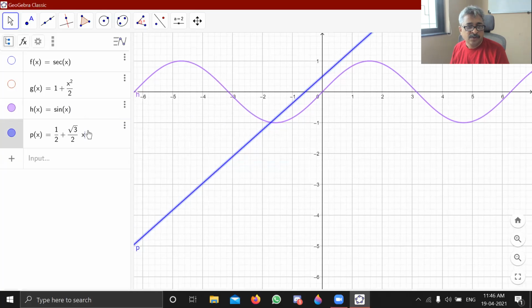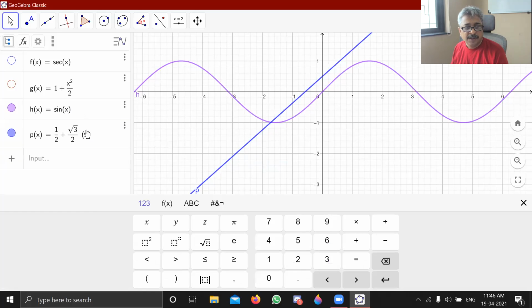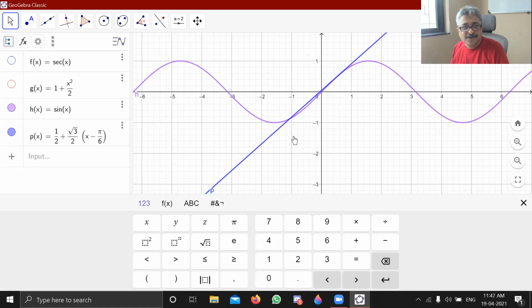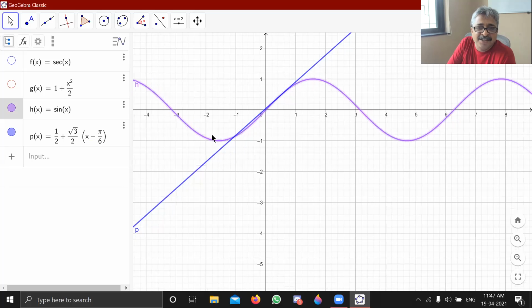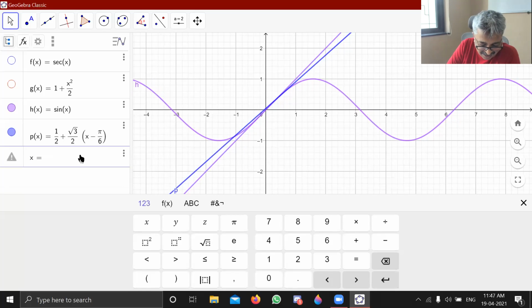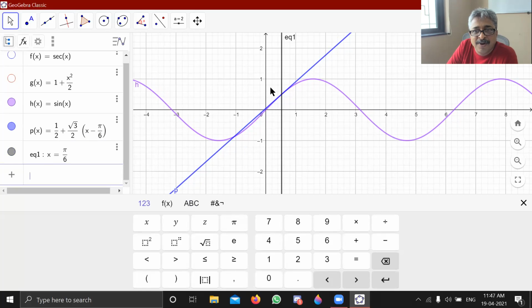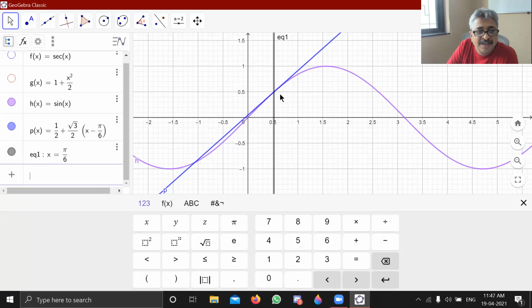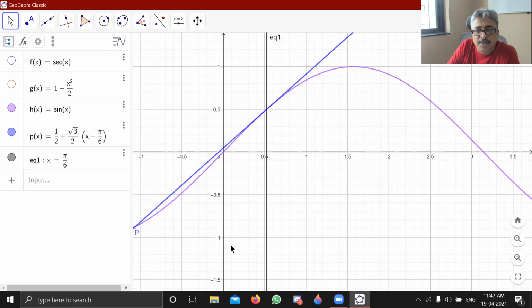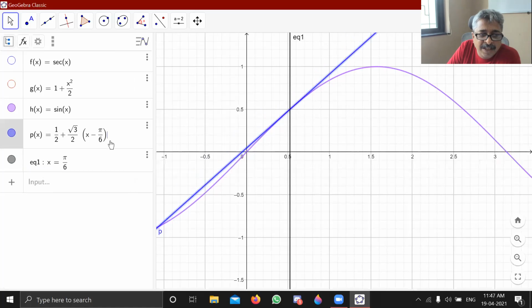Okay, so root 3 by 2 times x minus pi by 6. Okay, so can you see that blue line is trying to come nearer and nearer and nearer? That is pi by 6, the value of pi by 6, he has put a vertical line. Okay, and it is just now only linear.